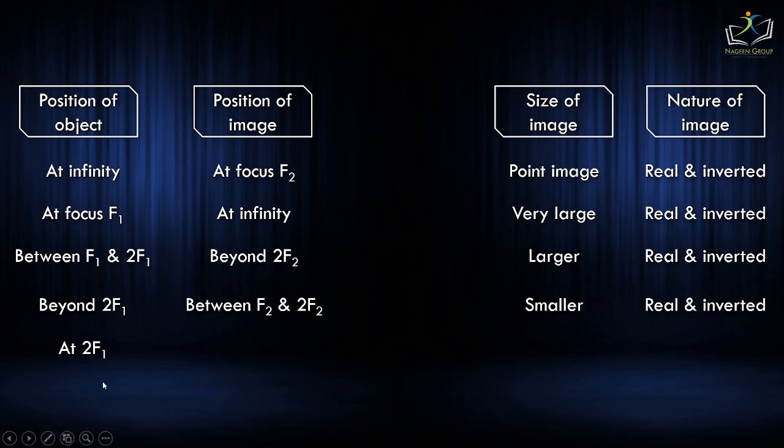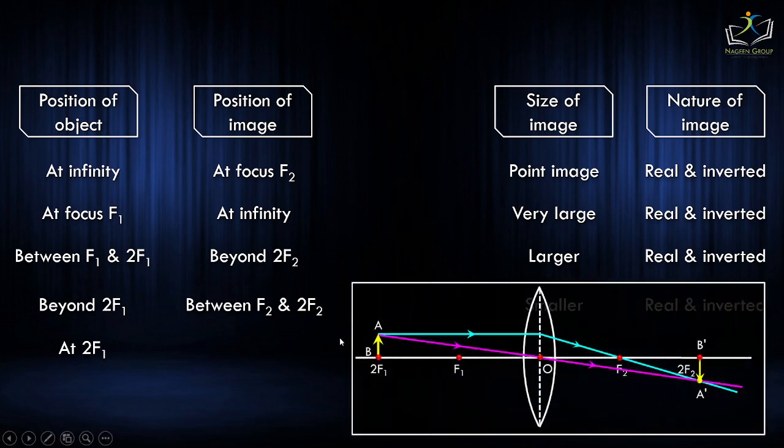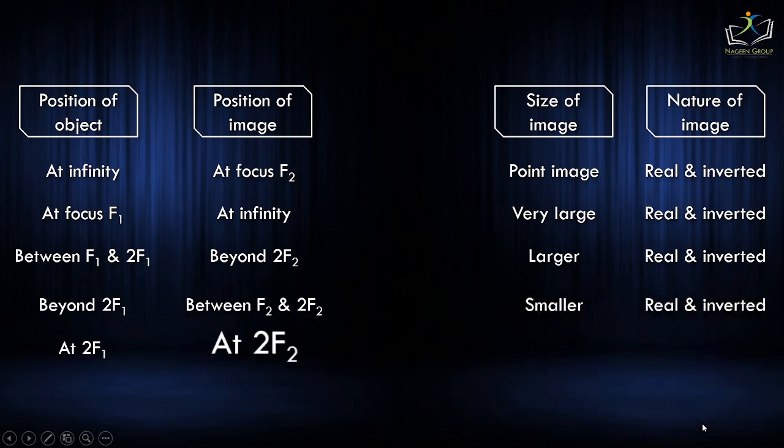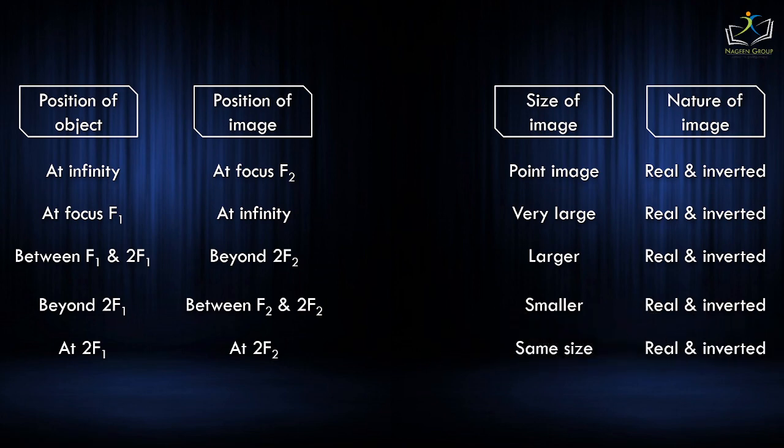Next case, we are taking the object at 2f1. If it is at 2f1, the image is formed at 2f2. The size of the image will be the same, and the nature, we say, is real and inverted.